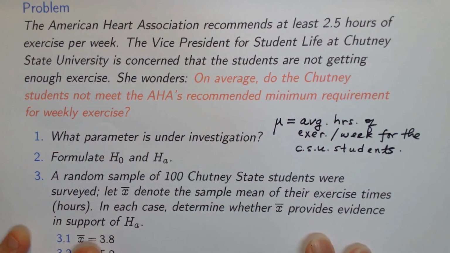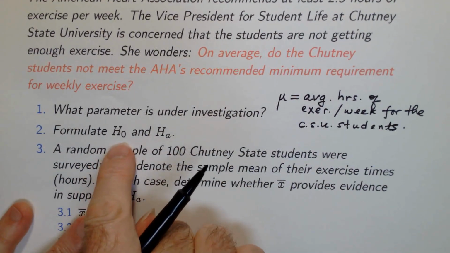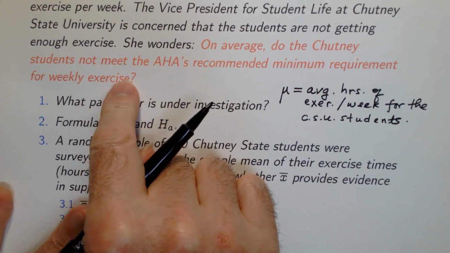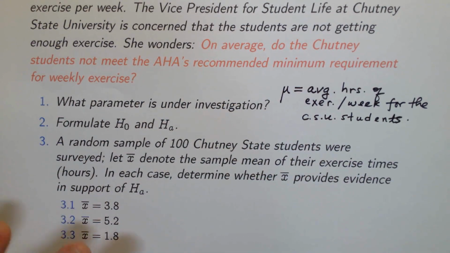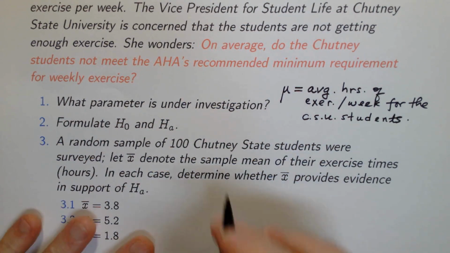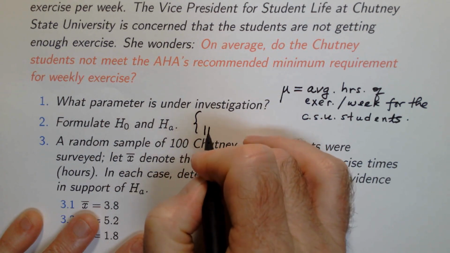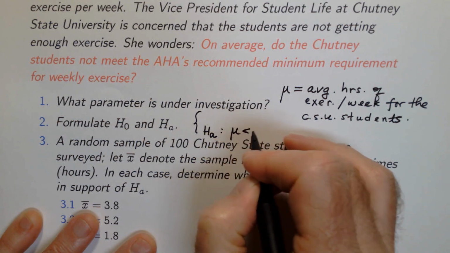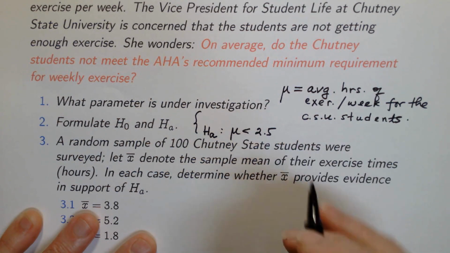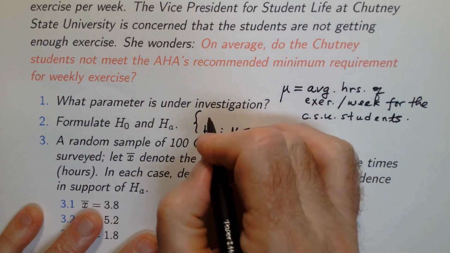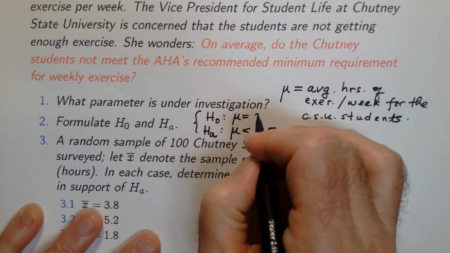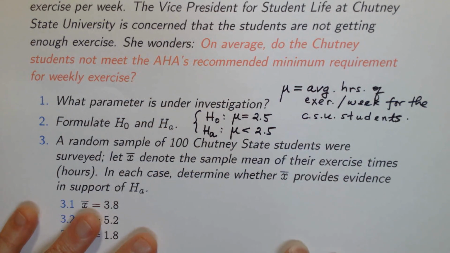All right, so that's our parameter of interest. Formulate the null and alternative hypotheses. Well, remember that she's concerned that the students aren't getting enough exercise. That's what she's testing. And so we would certainly identify the alternative hypothesis that mu is less than 2.5 hours, and that the null hypothesis is that mu is equal to 2.5 hours.